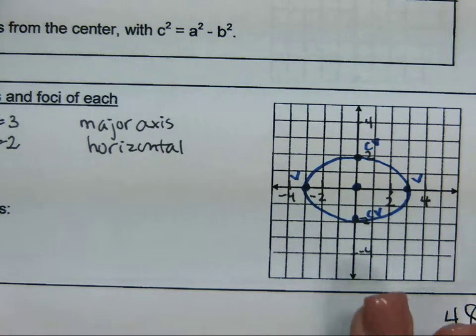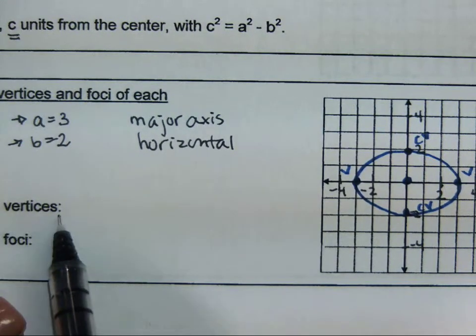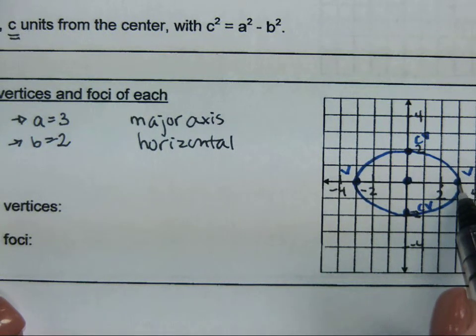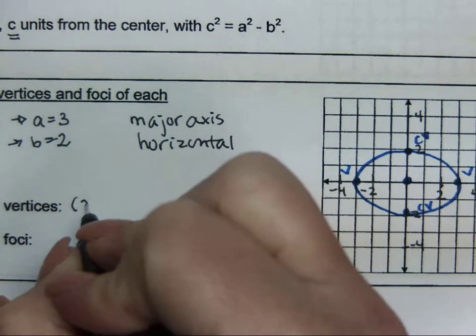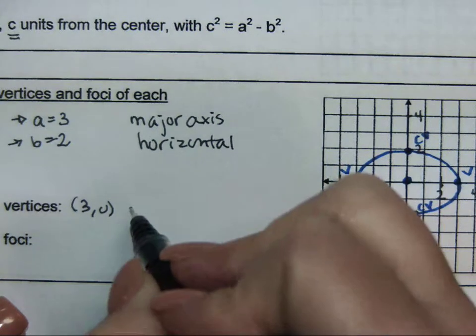Then I'm going to go back over here, and I'm going to write down the coordinates of my vertices and my co-vertices. My first vertex is here at the coordinate 3, 0. And then my other vertex is over here at the coordinate -3, 0.